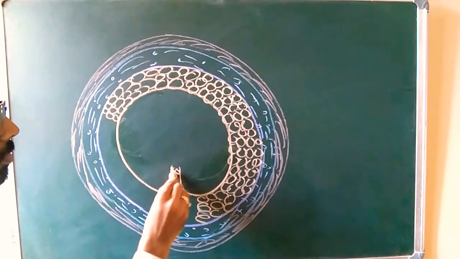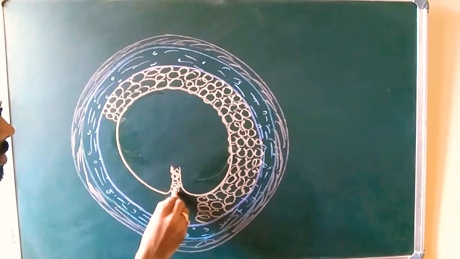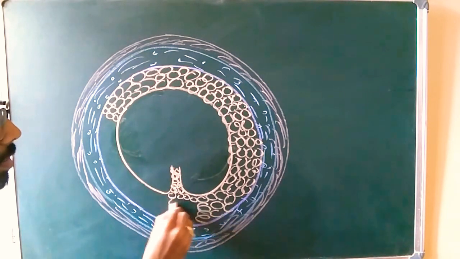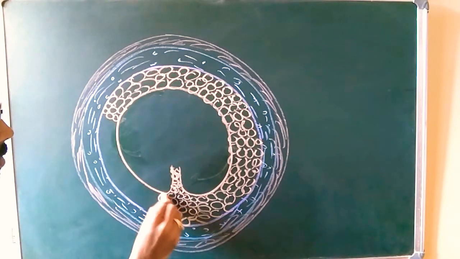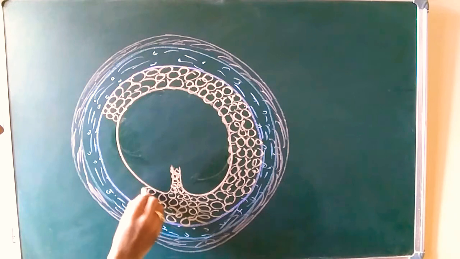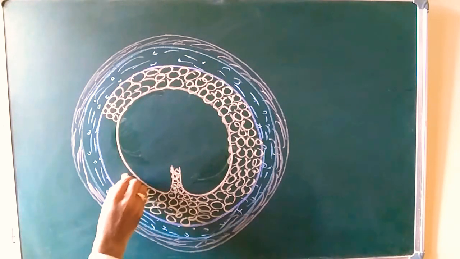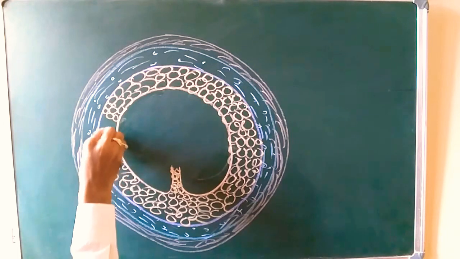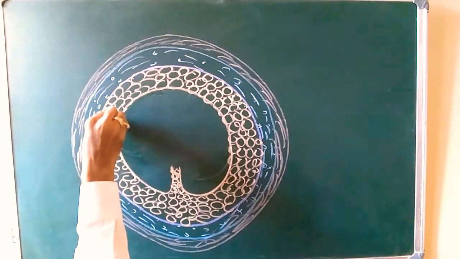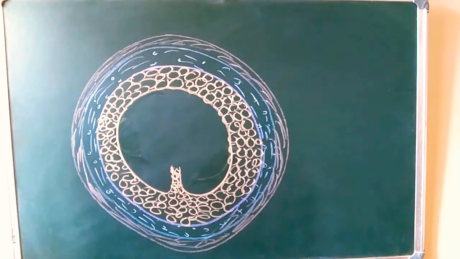Here also you have these cells. This region is called cumulus oophorus. In the labelings I will show you what parts are called what. Again, this is the structure of the mature follicle or Graafian follicle. This is the completion of the layer membrana granulosa.